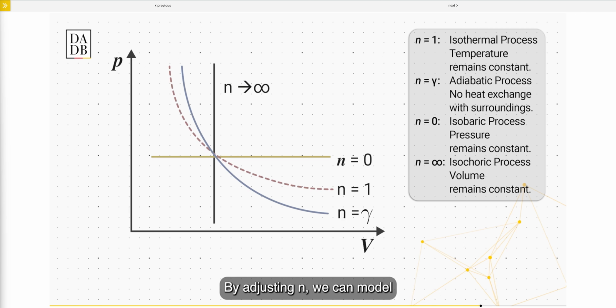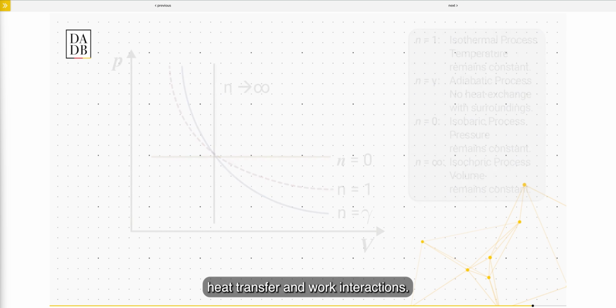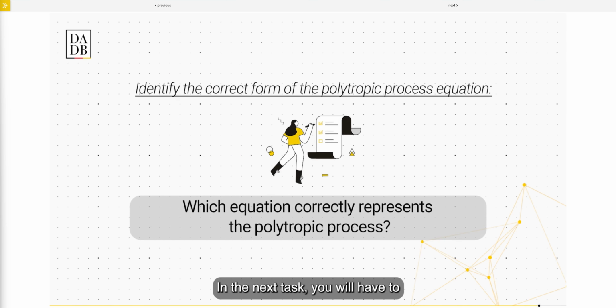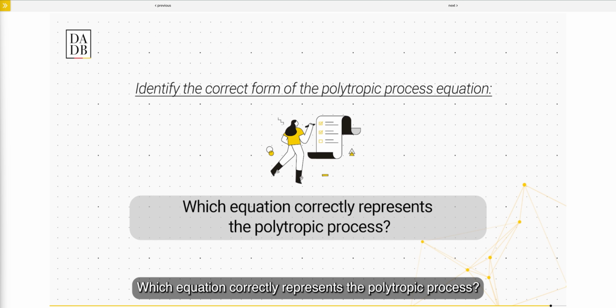By adjusting N, we can model real-world processes more accurately than if we assume purely isothermal or adiabatic conditions. This is especially important in hydrogen systems, where compression and expansion occur under conditions influenced by heat transfer and work interactions. In the next task, you will have to answer the following question. Which equation correctly represents the polytropic process?